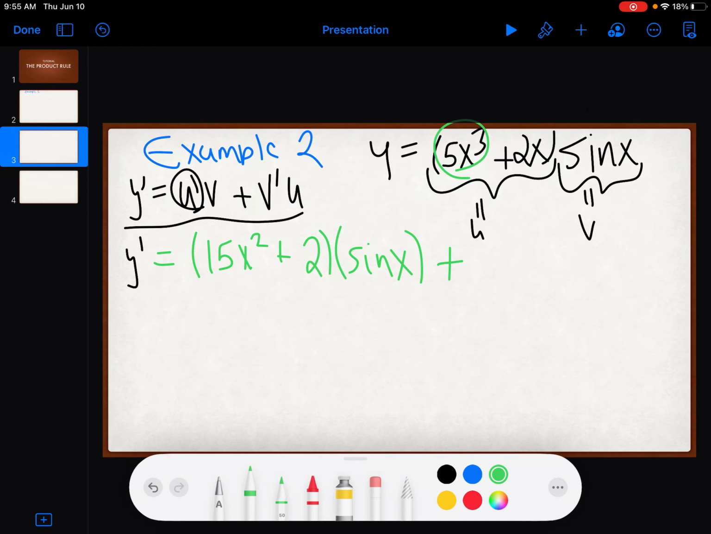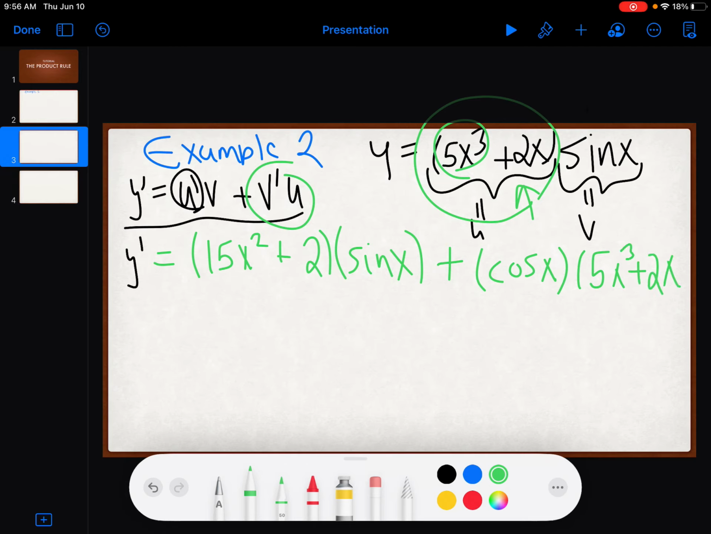Now, next term. What's v prime? Now we take the derivative of v, and what is v prime? What's the derivative of sine x? Well, it's cosine x. And that's times u. And what is u? Well, u is just this whole thing right here. So let's write that down: 5x cubed plus 2x. We're done. Easy, simple, just doing as the product rule says.